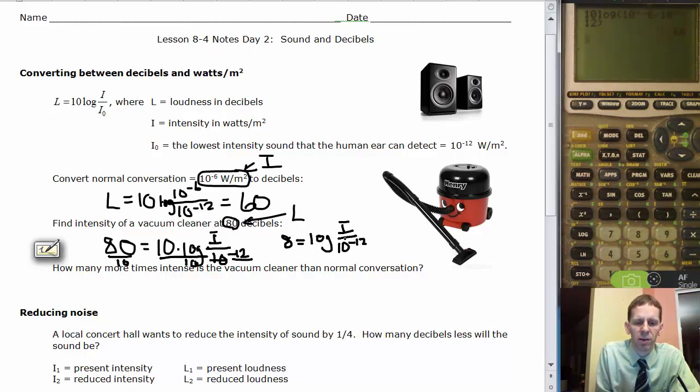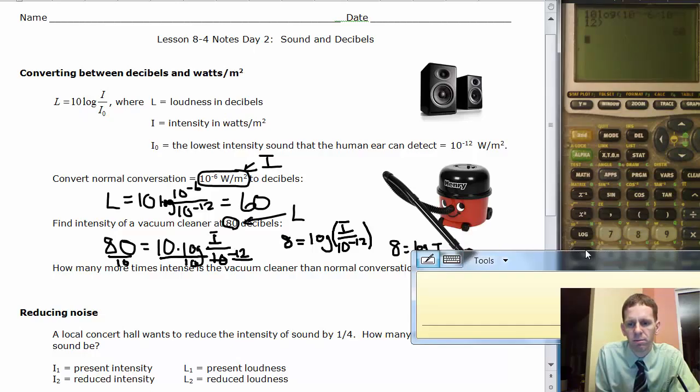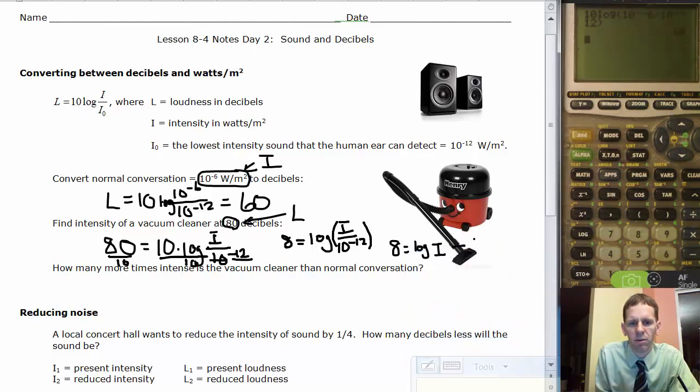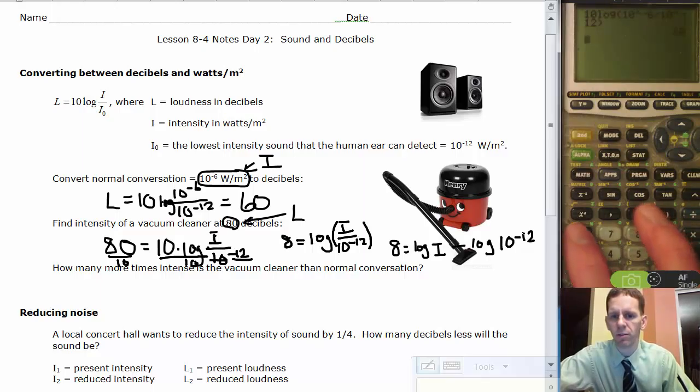Now, it would be nice to just multiply everything by 10 to the negative 12th power, but the thing we're taking the log of is basically grouped together. So you may remember, division problems can turn into subtraction problems when working with logarithms. It's one of our shortcuts. So we can say that 8 is equal to the log of I minus the log of 10 to the negative 12th power. And the log of 10 to the negative 12th power is something that you can crunch out. If you actually take the log of 10 to the negative 12th power, you end up with negative 12.